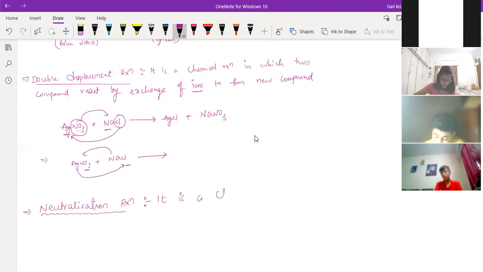What is a neutralization reaction then? When acid and base come together and neutralize each other's effects. Yeah. So whenever the acid and base react, it will produce the salt and water.